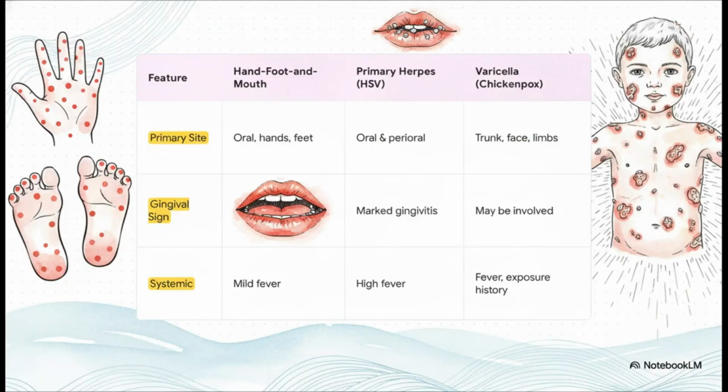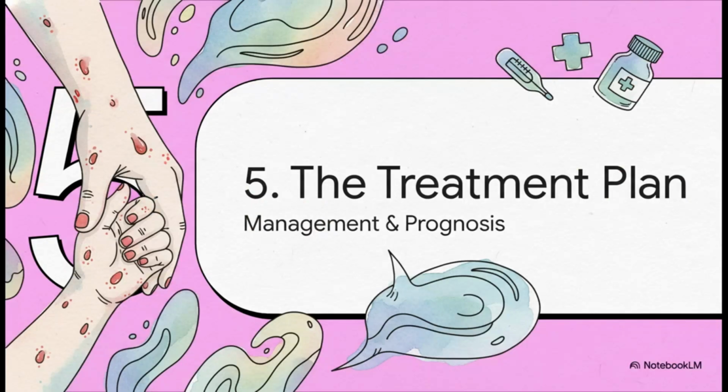Now let's zoom out a little. Herpes is the main one, but what about chickenpox, varicella? This table helps keep things organized. Look at the primary site. HFMD is mouth, hands, and feet. Herpes is in and around the mouth. Chickenpox starts on the trunk and face, then spreads out. That gingival sign is still our best tool to separate HFMD and herpes. And the lesion pattern is also a big giveaway. HFMD has that very specific distribution, while chickenpox has that diffuse, dewdrop on a rose petal appearance all over the body.